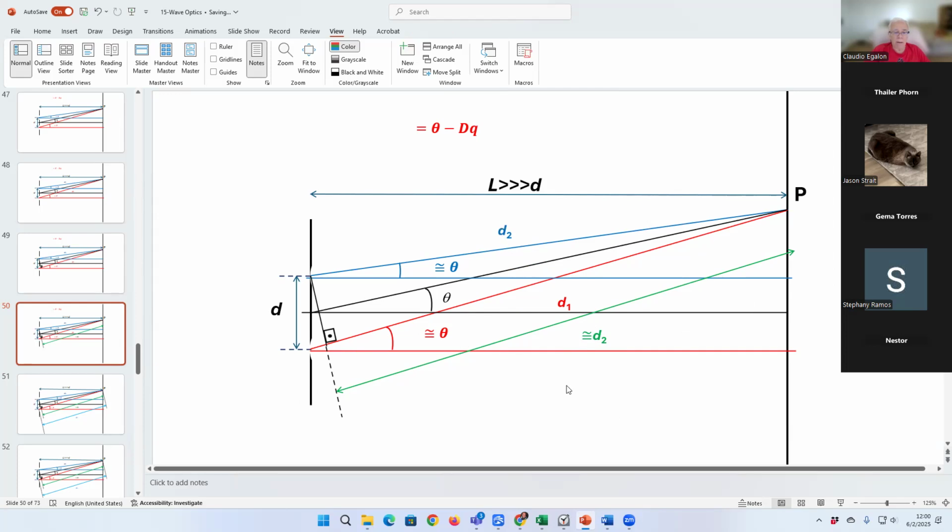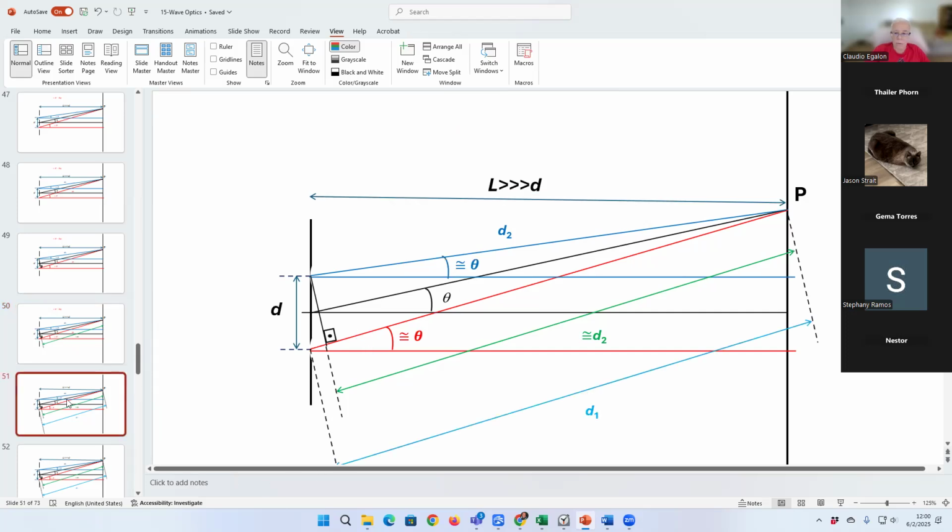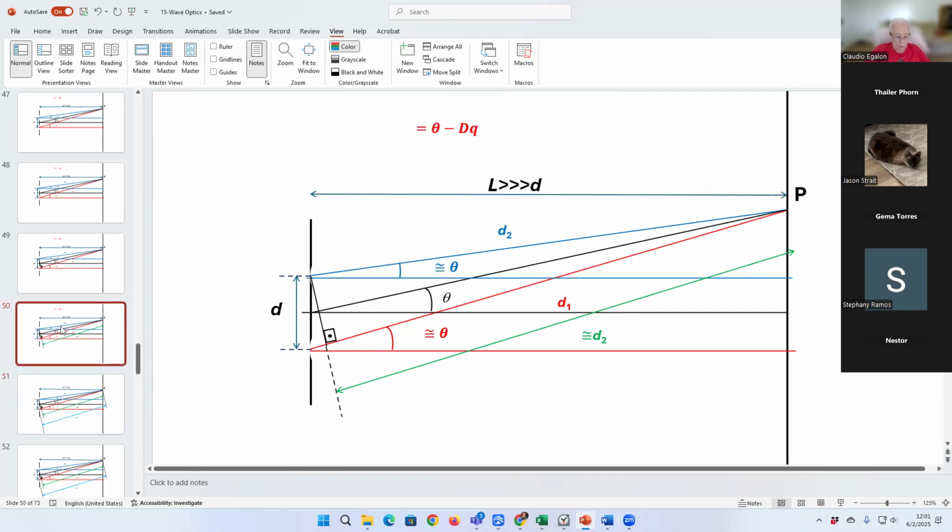Step by step, right? If this one from here to here is D1, this one is D2. Let's see. And by the way, I have to do something else here too. Yeah, I gotta come up with this one here. Okay? This line here is parallel to this other line.